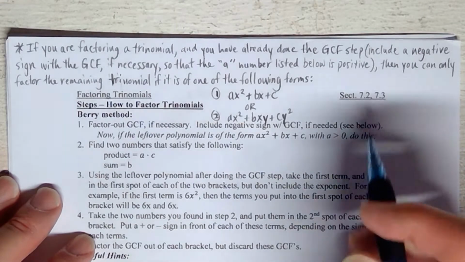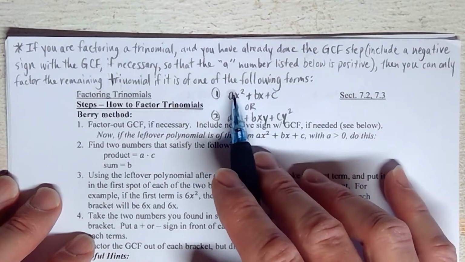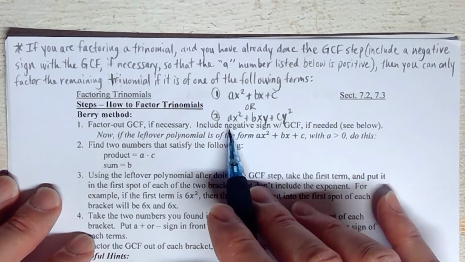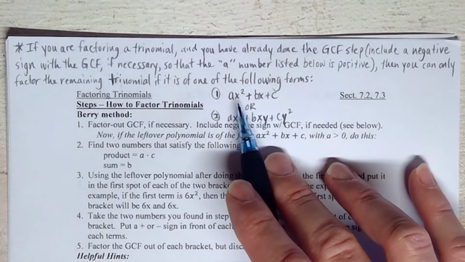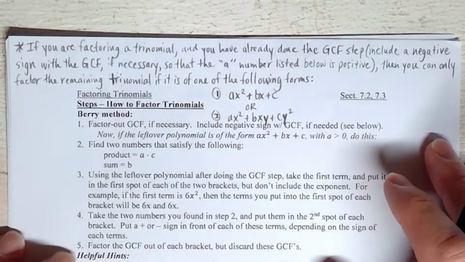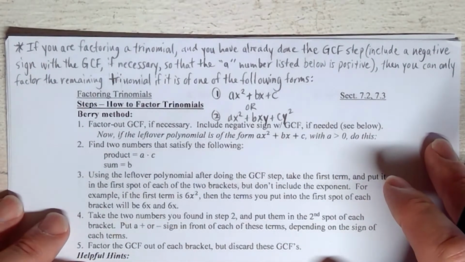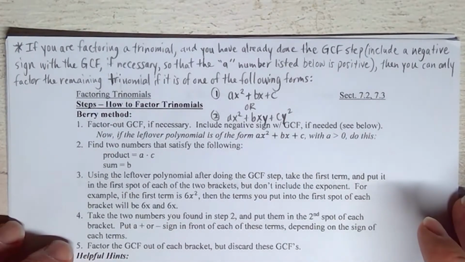Include a negative sign with the GCF if necessary, so that this A number that I'm going to get to in a minute, listed below, is positive. You want that to be positive. It has to be positive in order for these steps that I'm about to show you to work. So that's very important. Usually that won't be an issue, but I'm just letting you know that.